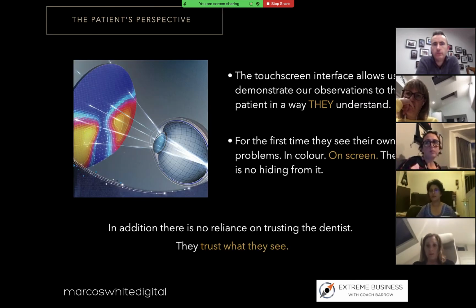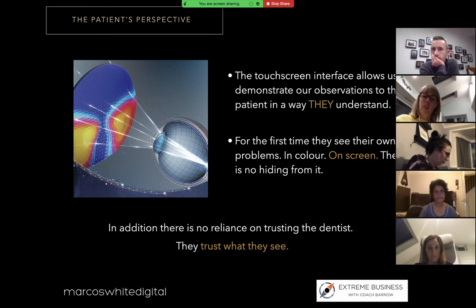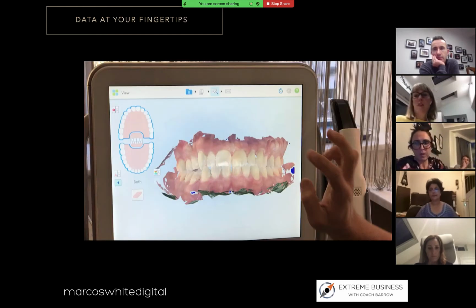The touchscreen interface allows us to demonstrate our observations to the patient in a way they understand. For the first time, they see their own problems in colour on screen. There is no hiding from it. In addition, there is no reliance on trusting the dentist. They trust what they see. So for nearly 200 years, we've been trying to learn how to get patients on board to trust us, because often we're talking about things they can't see. Sometimes they can't feel them. We're trying to get them to understand what a radiograph looks like. If you show them colour images that are their own teeth, it does the work for you.